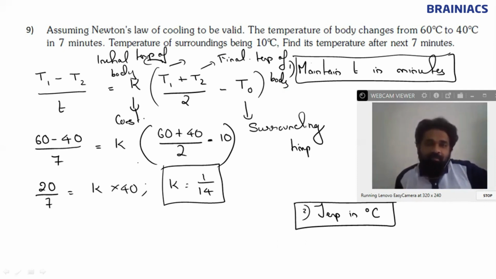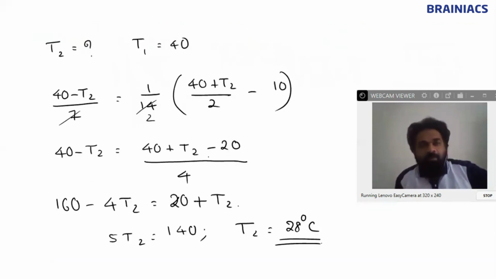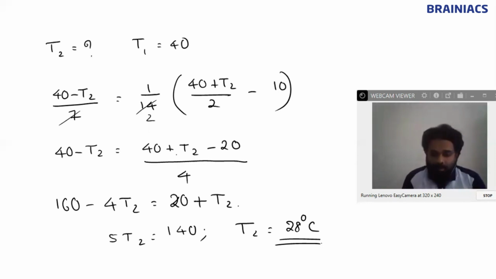The question is to find the temperature of the body in the next 7 minutes. In the first 7 minutes, the temperature of the body became 40 degrees Celsius. So in the next step, 40 degrees Celsius is the initial temperature. So 40 minus T2 divided by 7 minutes is equal to that constant into 40 plus T2, that is initial plus final, divided by 2 minus the surrounding temperature. Solve this, we will get the answer.